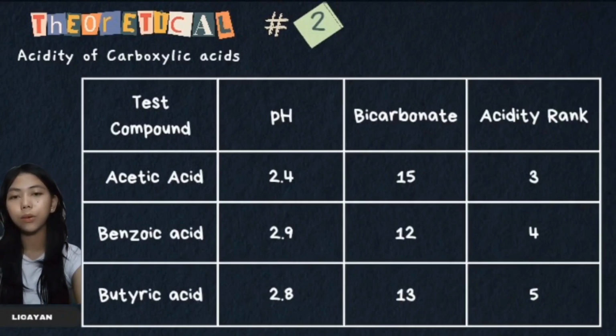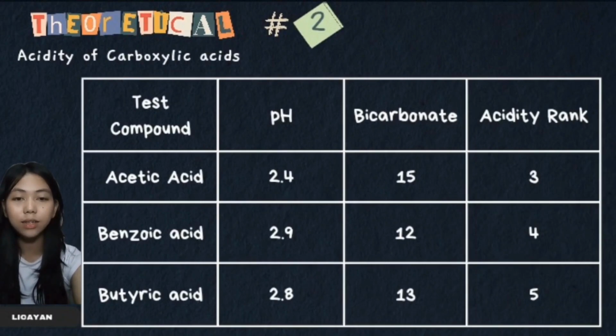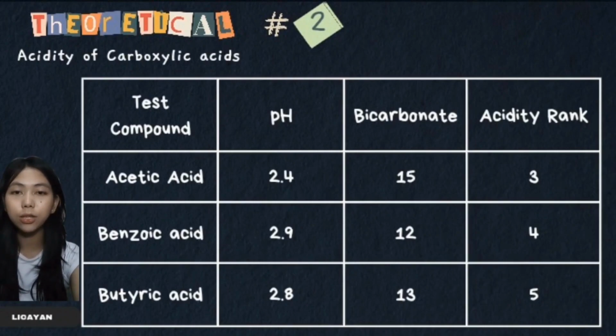Next, we have the benzoic acid. pH is 2.9, 12 drops, and acidity rank is number 4. Third, we have the butyric acid. pH is 2.8. It takes 13 drops for neutralization. Acidity rank is number 5.